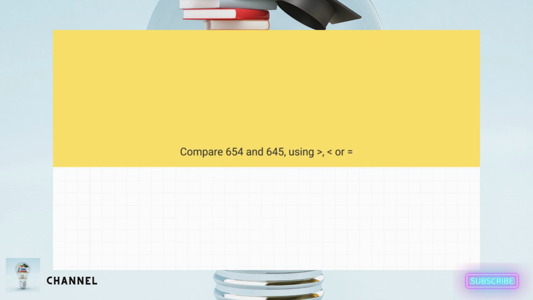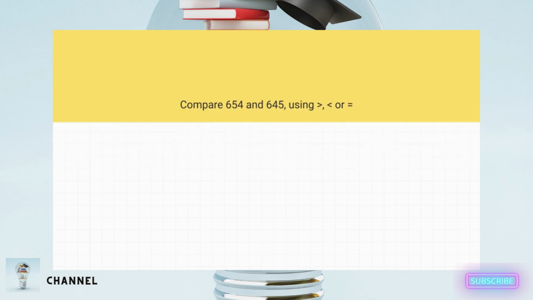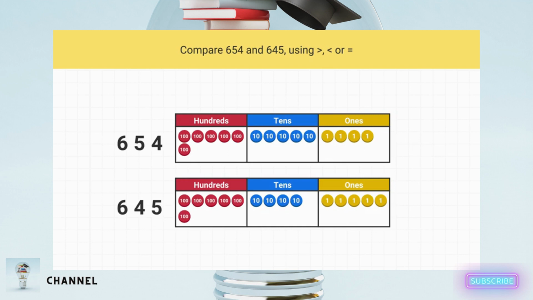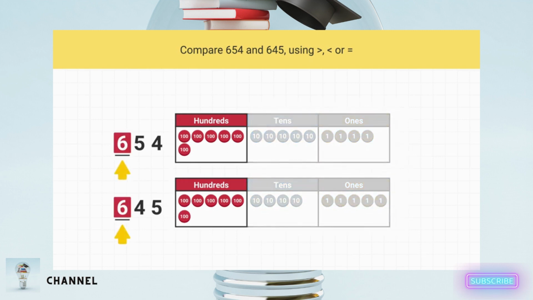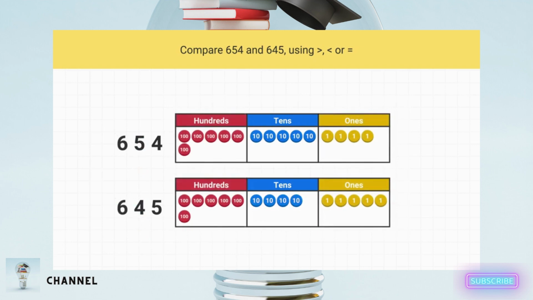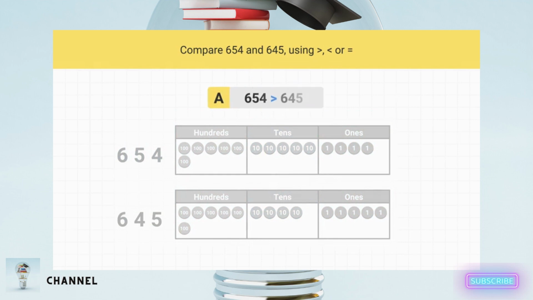Compare 654 and 645 using the greater than, less than, or equal to symbol. Well, first we can show these with place value disks. Here's 654, and here is 645. Now, both numbers have 600s, but when we look at the tens, 654 has 5 tens, but 645 only has 4. That means 654 is our larger number. We can write 654 is greater than 645. We'll use the greater than symbol.